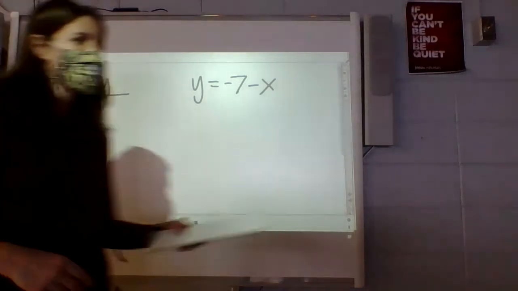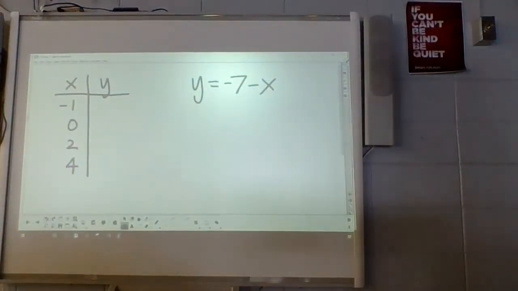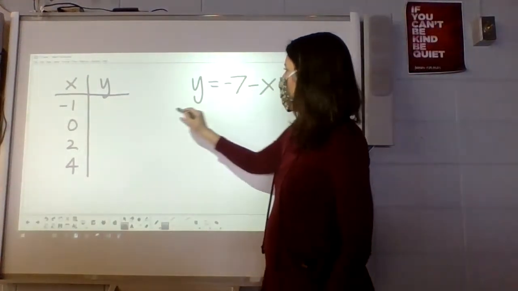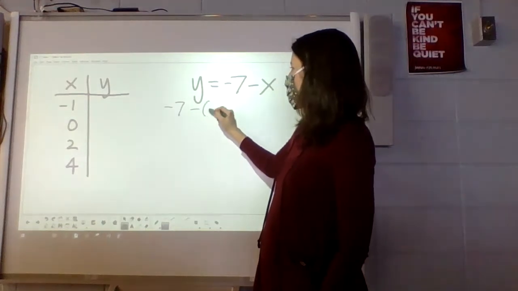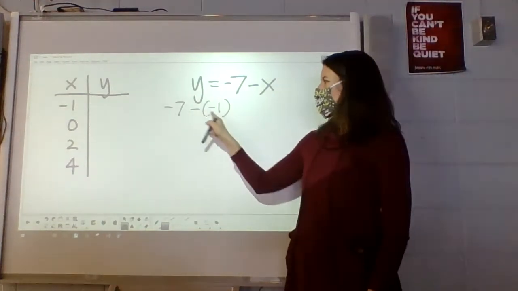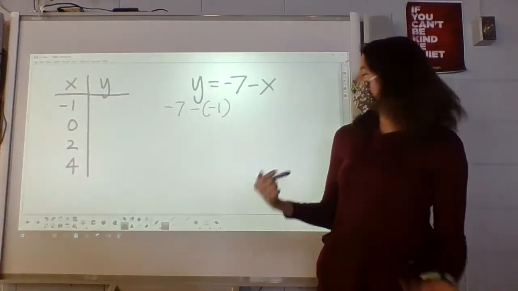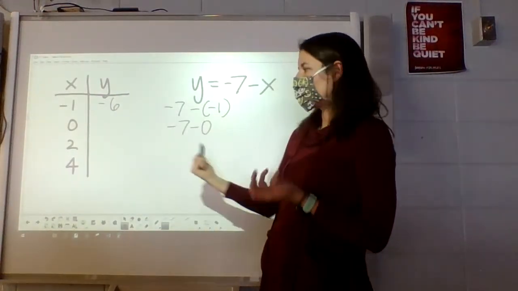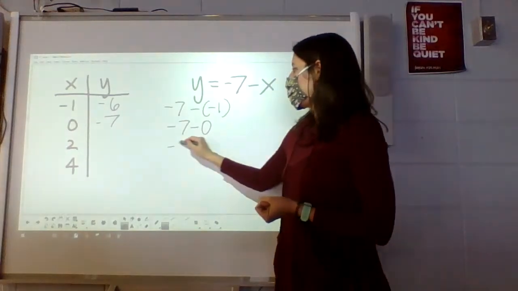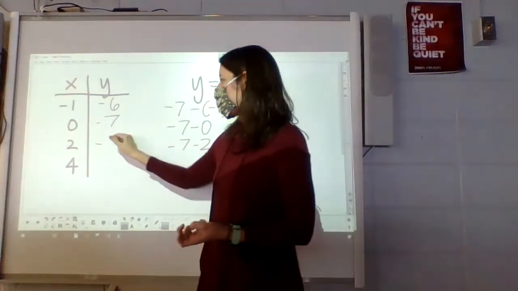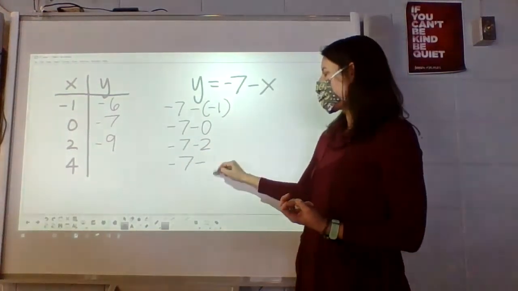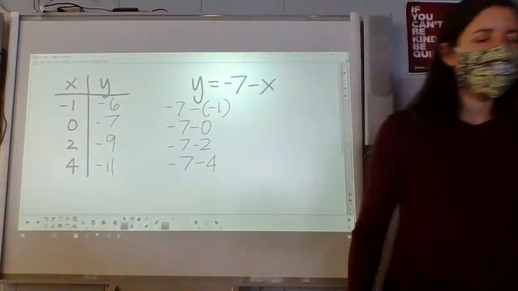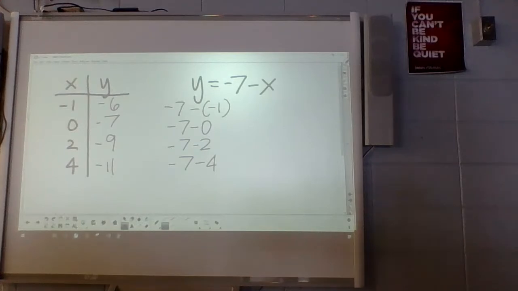All right, guys, you guys did really well with this one. I was pleasantly surprised, because when you go to put it in, it's negative 7 minus a negative 1. So that becomes a plus 1. So it's going to be negative 7 plus 1, which is a negative 6. Negative 7 minus 0 is just negative 7. Negative 7 minus 2 is a negative 9. And then negative 7 minus 4 is a negative 11. You guys can clean up boards. We're going to go back to notes here.